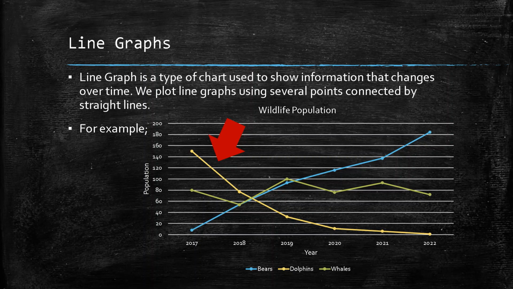Okay, can you answer this? Has the dolphin population increased or decreased in the years after 2017? Yes, they have decreased. Take a look at the graph and let me explain. The yellow line represents dolphins and it goes down to 0 in 2022, showing that they get extinct. If you follow the red arrow, you can see it going along the yellow line as the population drops.